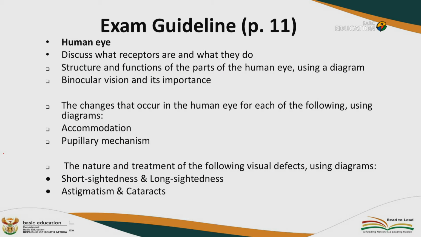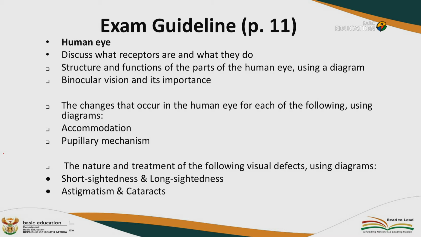So as we start, I want you to pay attention to the exam guideline. You already received this from your teachers. Obviously, you have it in front of you. You must have it every time as you study. So because we are doing the human eye, we are going to go to page 11. What is it that we have to know about the eye? Or what is it that the examiners could ask you about the eye? Let's first look at that.